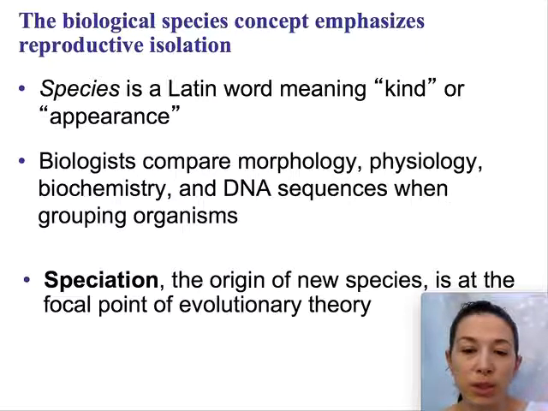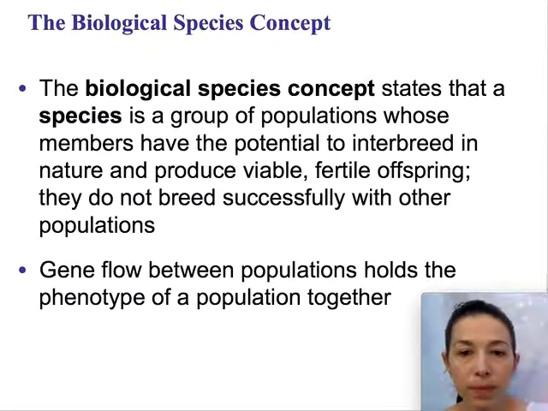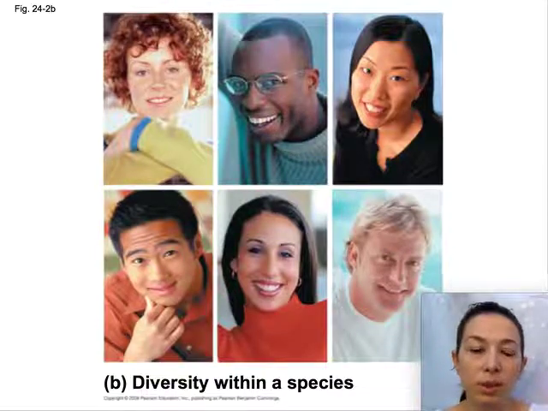And speciation is the origin of new species. So throughout evolution, new species have arisen through modification of species that already existed. This just states what I just said, that a species is a group of populations whose members have the potential to interbreed, and genes, the genetic material that makes us who we are, can flow between populations. Within the human population, we share genes with each other that make us humans. And because we can't breed with other species on Earth, that really keeps the genes that make us unique within our species. So here's the diversity within the human species.